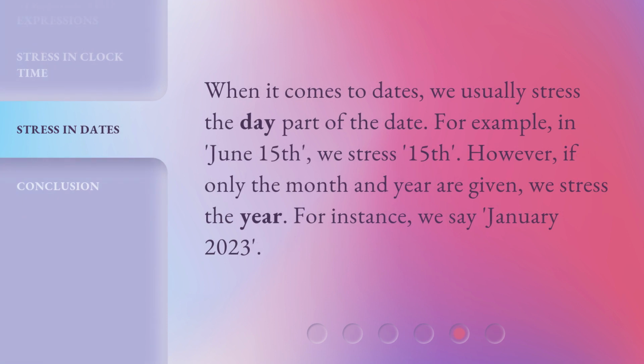When it comes to dates, we usually stress the day part of the date. For example, in June 15th, we stress 15th. However, if only the month and year are given, we stress the year. For instance, we say, January 2023.